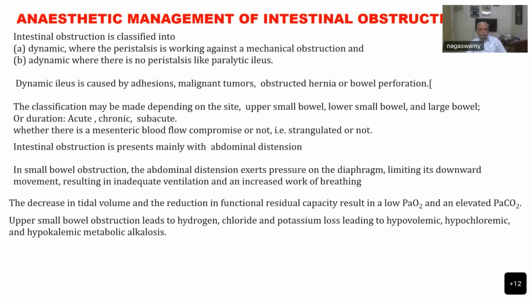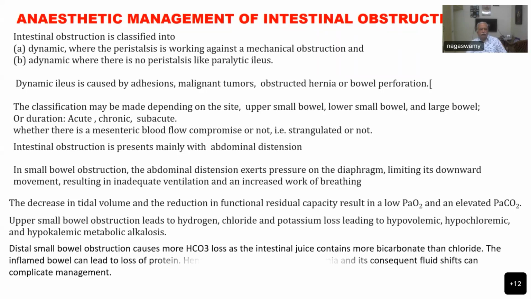Upper small bowel obstruction leads to hydrogen, chloride, and potassium loss, leading to hypovolemic, hypochloremic, and hypokalemic metabolic alkalosis. Whereas a distal small bowel obstruction causes more bicarbonate loss, as the intestinal juice contains more bicarbonate than chloride. The inflamed bowel can also lead to loss of protein. This is another important point which I forgot to mention. Hence acidosis and hypoalbuminemia and its consequent fluid shifts can complicate the management. So these are all the things that you have to remember.